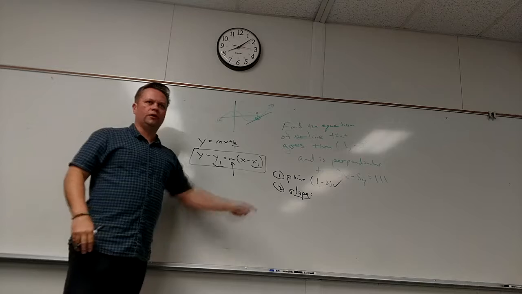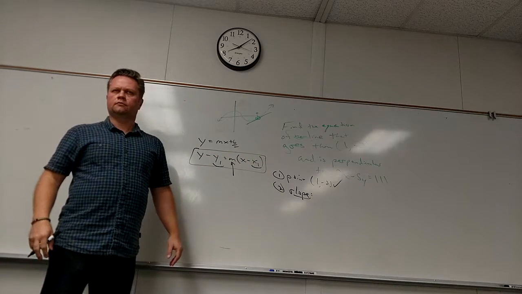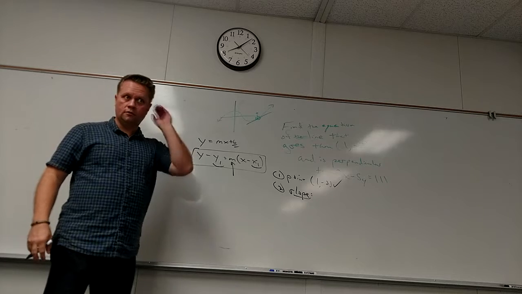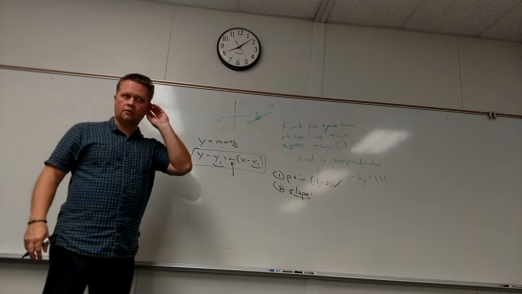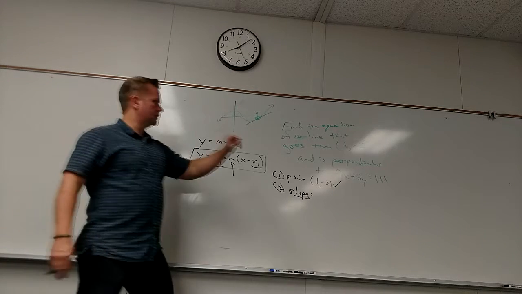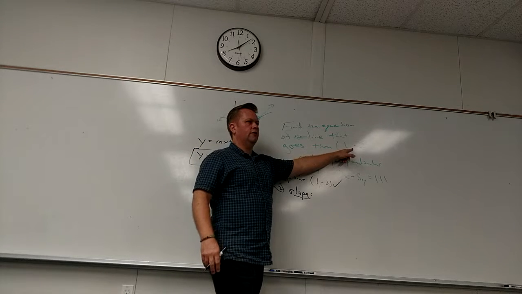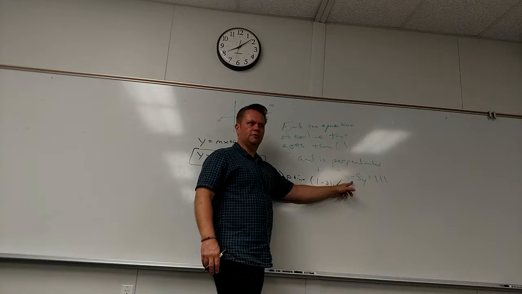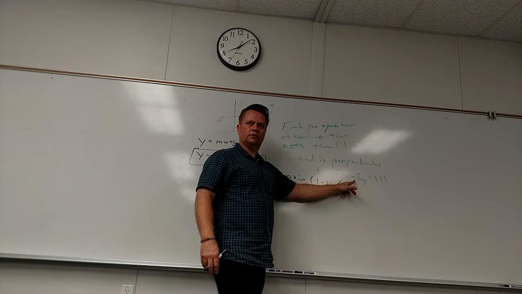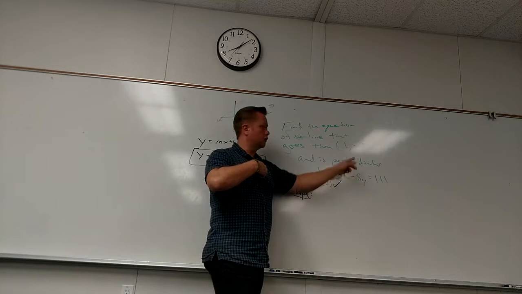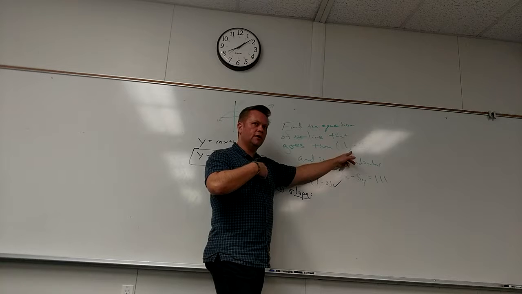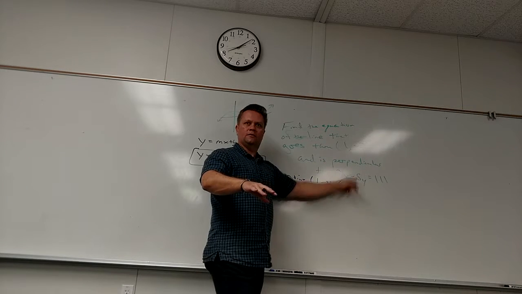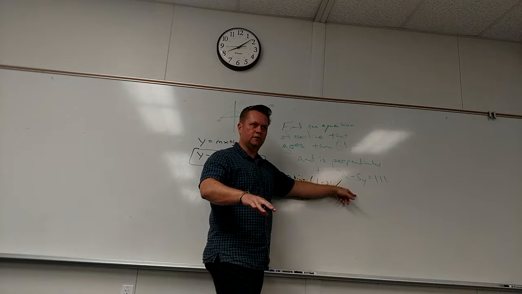How do I get the slope from what they tell me? What does this have to do with this? Nothing. Nothing to do with each other. My line goes through this point, and it is perpendicular to this line. These have nothing to do with each other, necessarily.